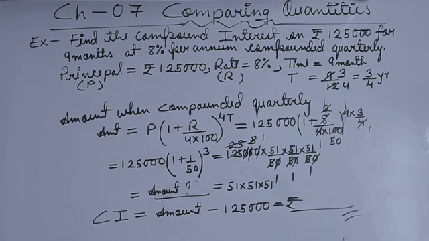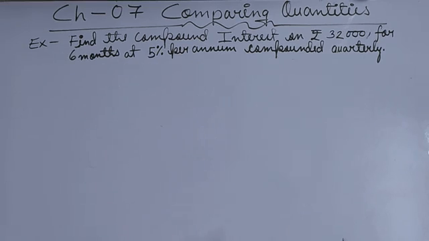Now one more question we will do, which is based on the same concept of compound interest when we calculate it quarterly. This is one more example question based on the quarterly concept. In this question we have to find the compound interest, same as the previous one, on rupees 32,000 for 6 months at 5% per annum compounded quarterly.